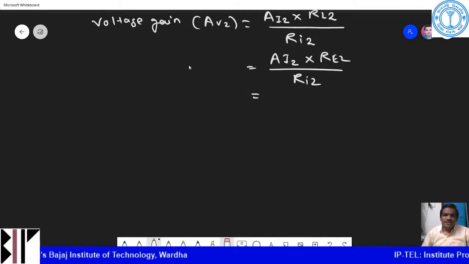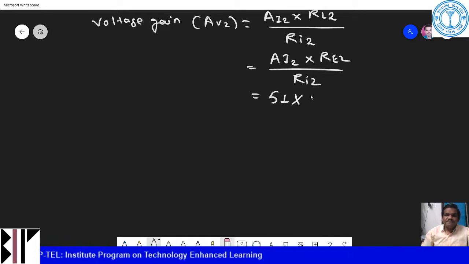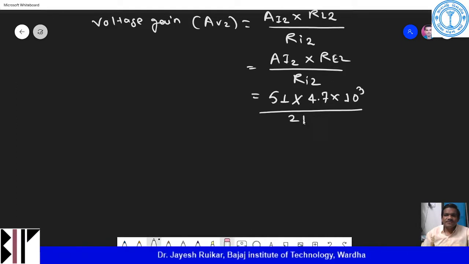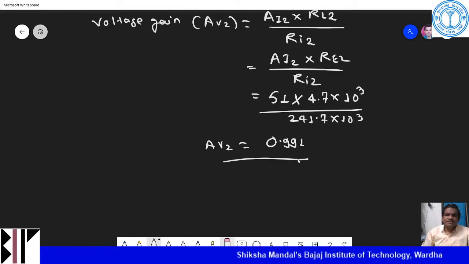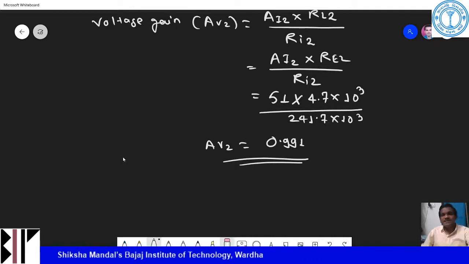Which comes out to be: put the value of AI. We have just calculated the current gain value at the second stage, that is 51, 1 plus HFE. So 51 multiplied by RE2, 4.7K, divided by the input resistance we just calculated, that is 241.7 into 10 to the power plus 3. So my AV2 comes out to be 0.991. So we have completed the analysis of the second stage.